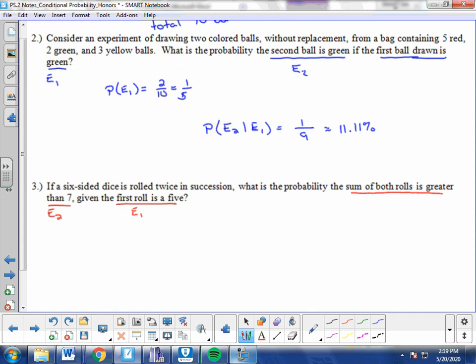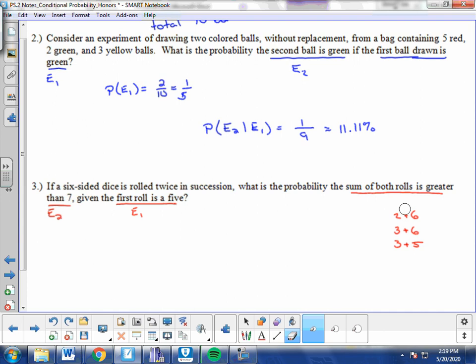So there's a variety of ways that we could go ahead and get a sum of greater than 7. We could get a 2 and 6. We could get a 3 and 6. We could get a 3 and 5, and so on and so forth.